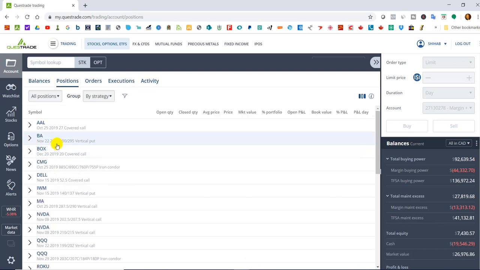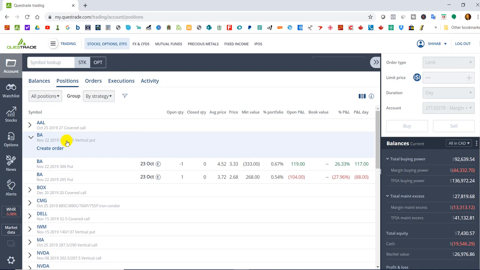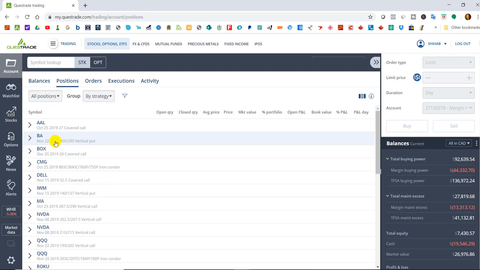I also sold a put credit spread on Boeing at 300. So a 300 strike expiring November 22nd, collected about $80. Now Boeing has earnings tomorrow morning. So as long as Boeing stays above 300, I keep my profit of $80 come November 22nd, but most likely I'm going to close out the trade early. I'm not going to wait till November 22nd. So I won't be making the max profit of 80.